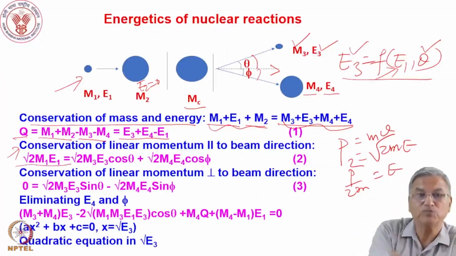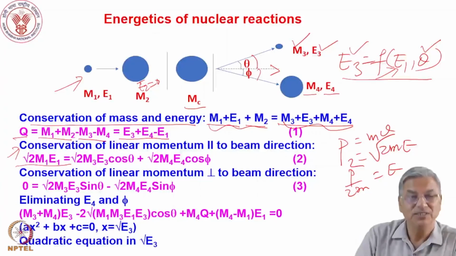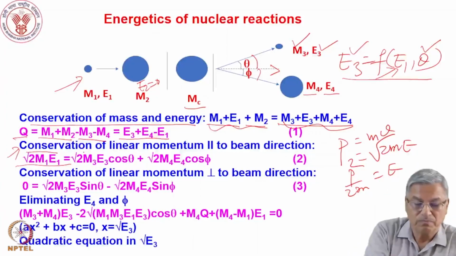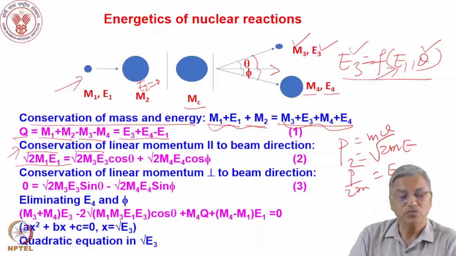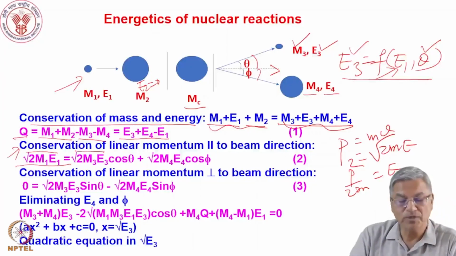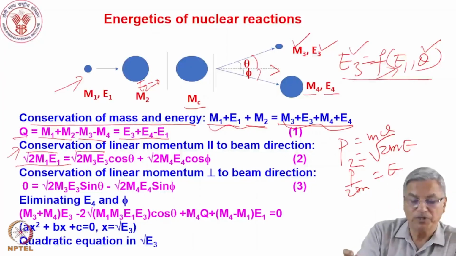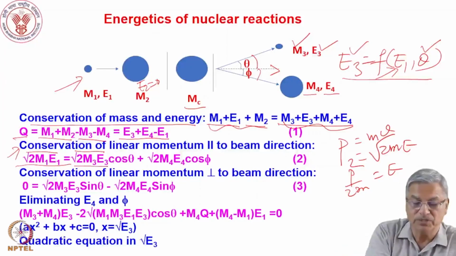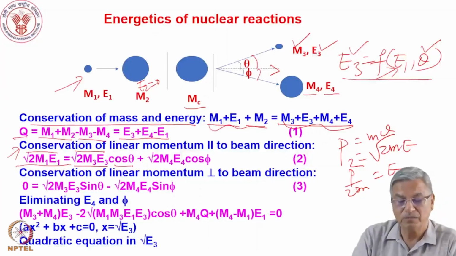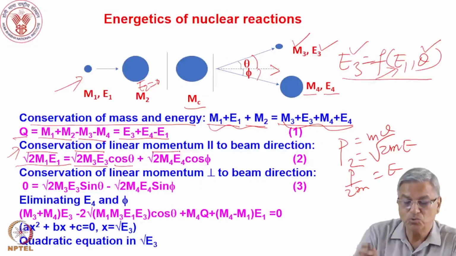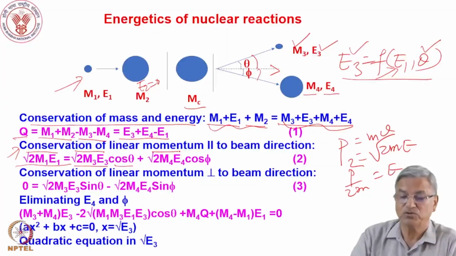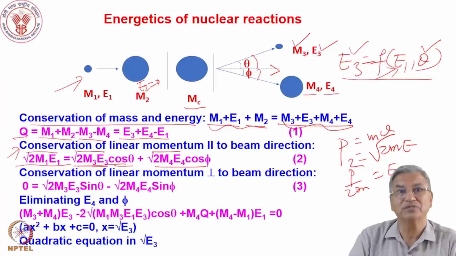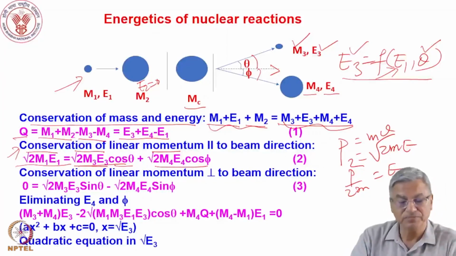So for the incoming projectile, it is coming at 0 degree. So you can write root 2m1E1, the initial momentum, equal to the momentum of the ejectile along the beam direction, root 2m3E3 cos theta, plus root 2m4E4 cos phi. So this is for the ejectile, and that is for the heavy residue. Linear momentum is conserved along the beam direction.